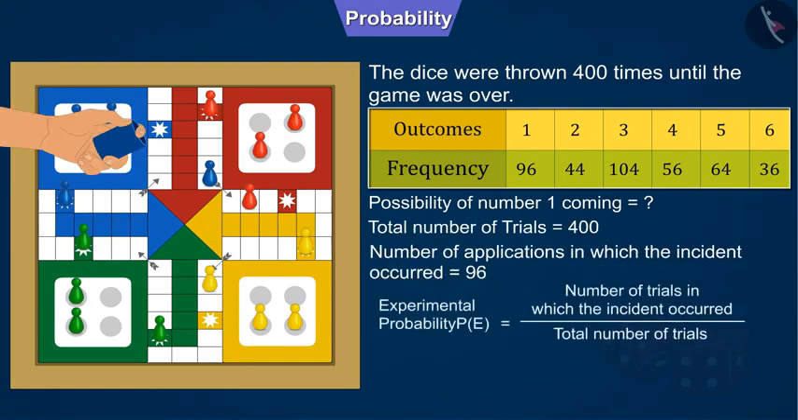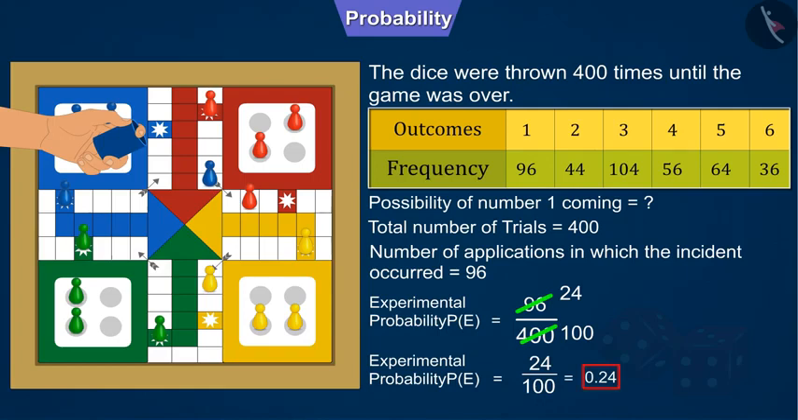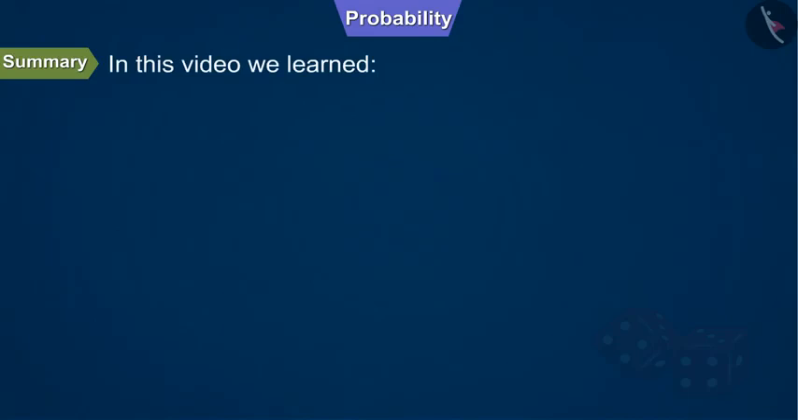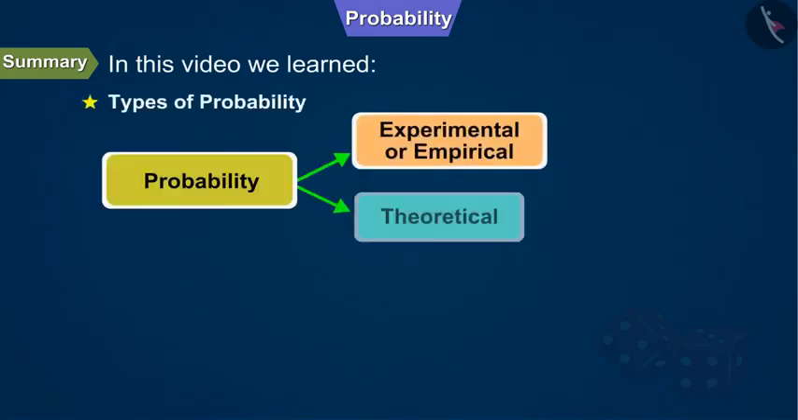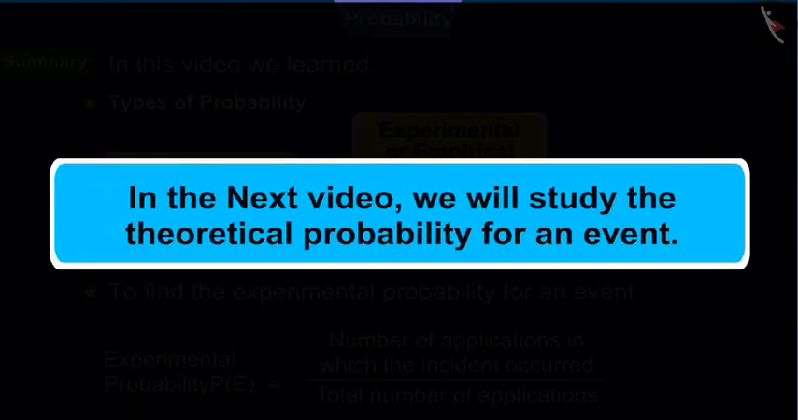Now, we will solve by substituting all the values in the formula of the experimental probability. So, the probability of the number 1 coming is 0.24. Today in this video, we learned to find the type of probability and the experimental probability for an event. In the next video, we will study the theoretical probability for an event.